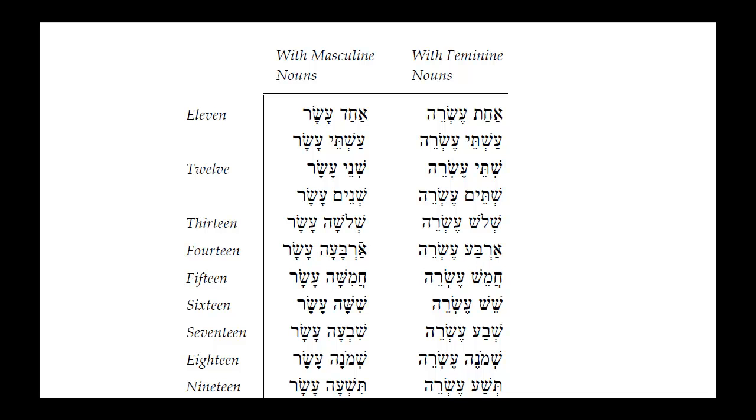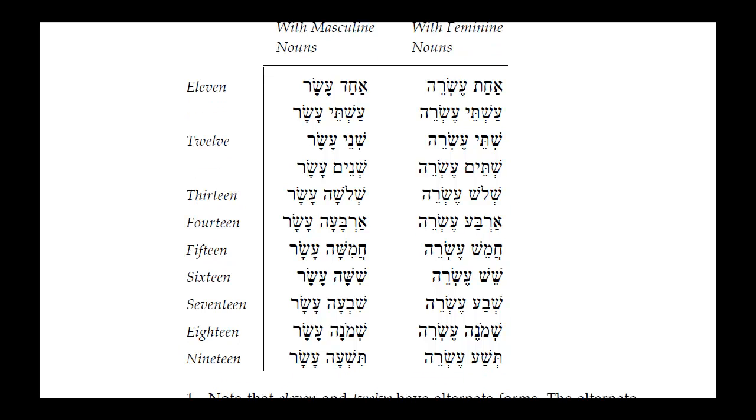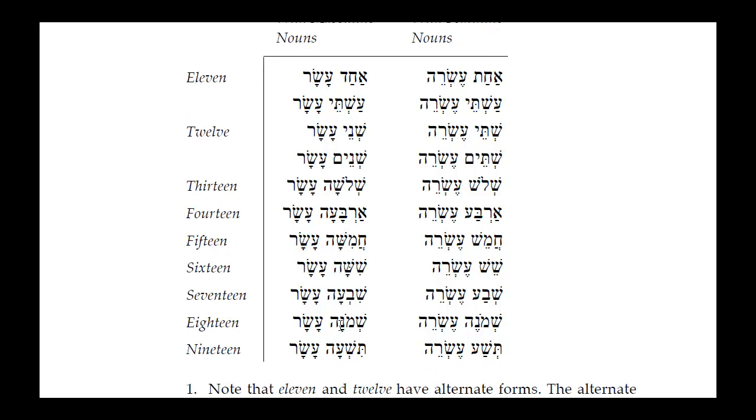So it's 13. Arba'a Asar, that's 14. Chamisha Asar, it's 15. Shisha Asar is 16. And Shiv'a Asar is 17. Shemana Asar is 18. And Tish'a Asar is 19. Again, you'll get familiar with just the numbers here as you go through them.